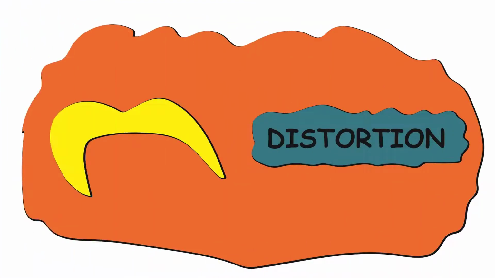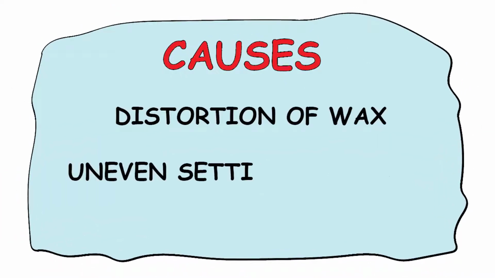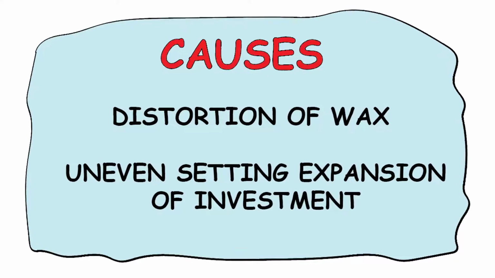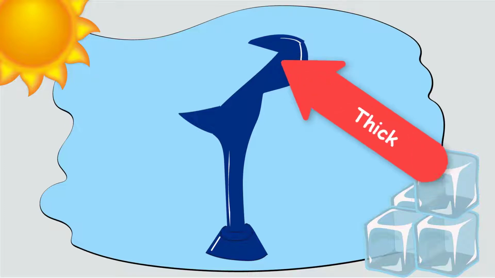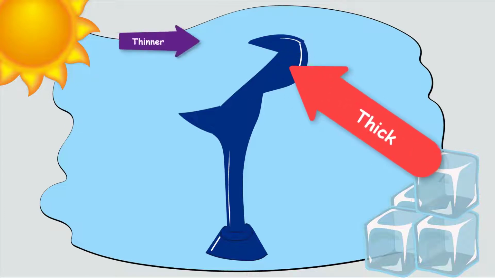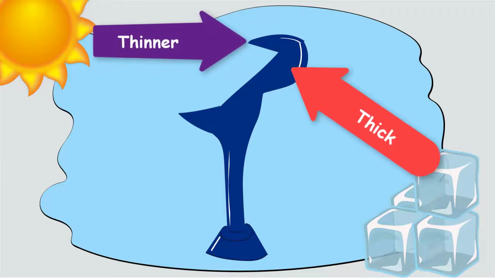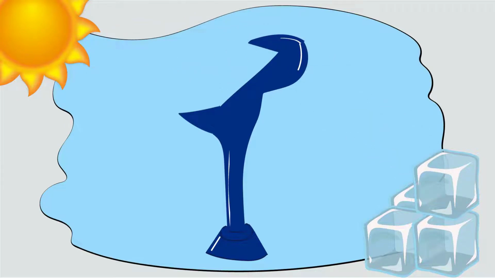The next casting defect is distortion, and distortion is caused by the distortion of wax or uneven setting expansion of investment. The wax pattern distorts due to a change in the temperature. At a higher temperature, the wax becomes soft and it flows, because of which the shape changes, and at a lower temperature, the wax contracts, and since it has a higher coefficient of thermal expansion and very less conductivity, the thicker sections show higher contraction, whereas the thinner sections show lesser contraction, and because of this uneven contraction, the wax pattern distorts.